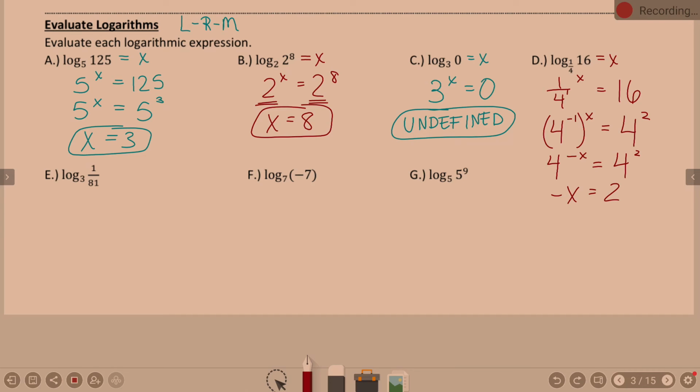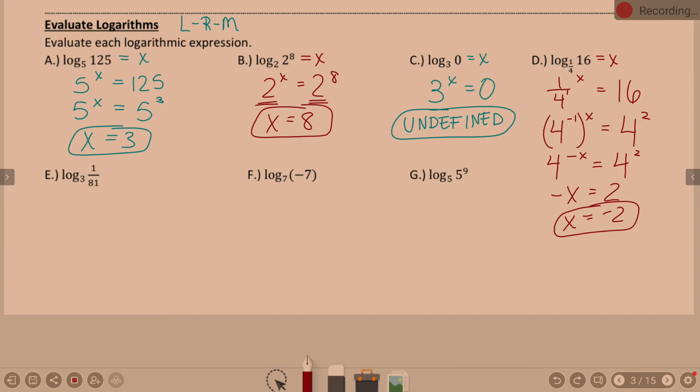If negative x equals positive 2, what do your basic algebra skills tell you? X is negative 2. Does that make a little bit of sense?